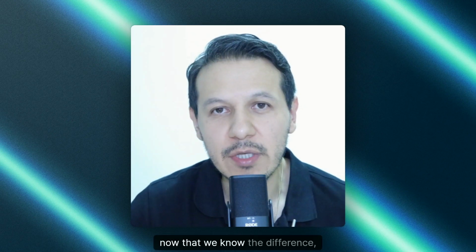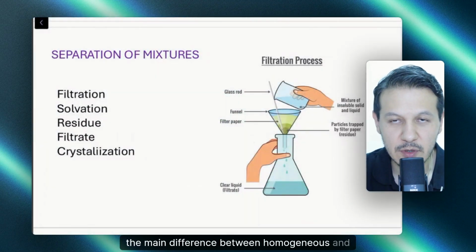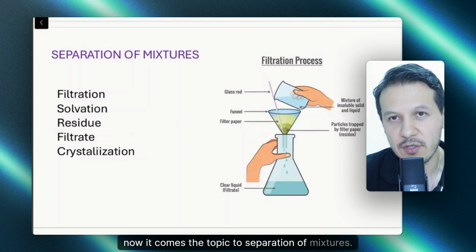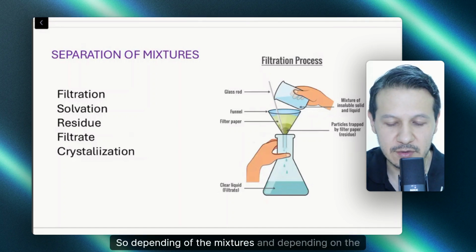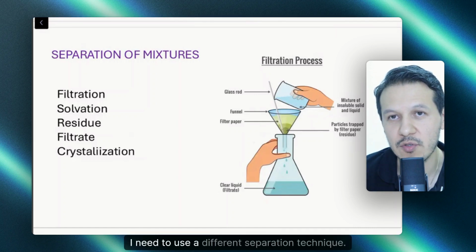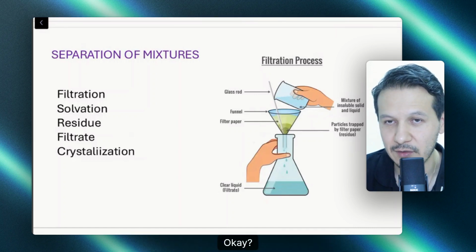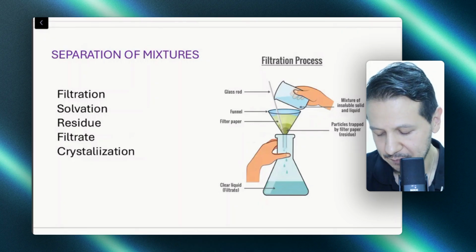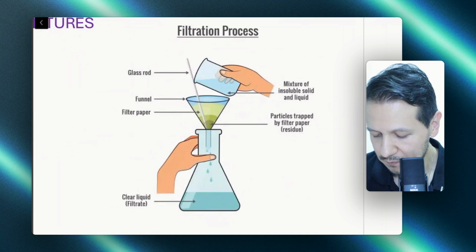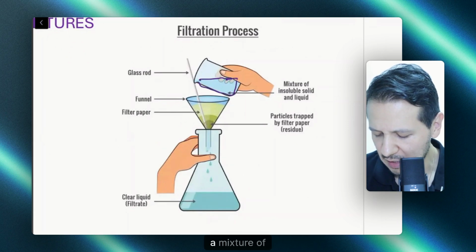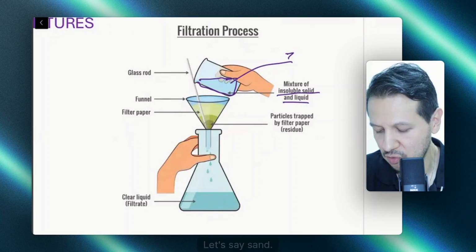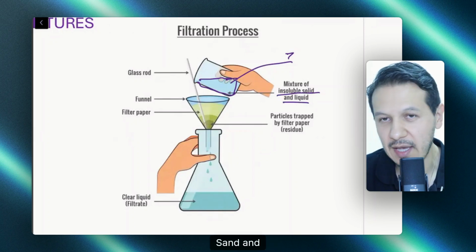Okay, guys, now that we know the main difference between homogeneous and heterogeneous mixtures, now comes the topic of separation of mixtures. So depending on the mixtures and depending on the compounds that I want to get from that mixture, I need to use a different separation technique, okay? The filtration process. In this filtration process, let's say that we have a mixture of an insoluble solid and liquid. Let's say sand and water.